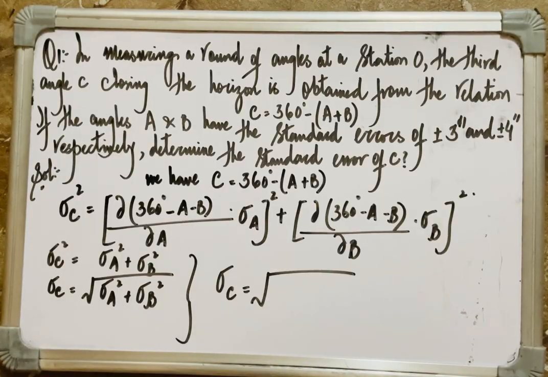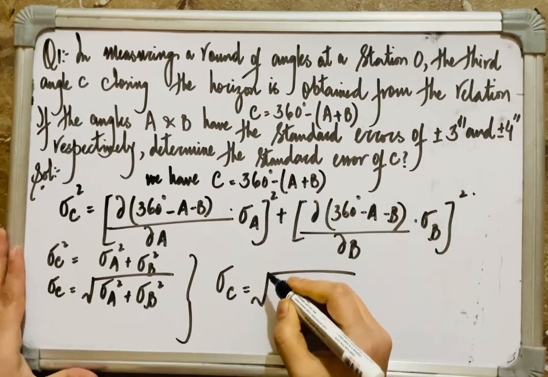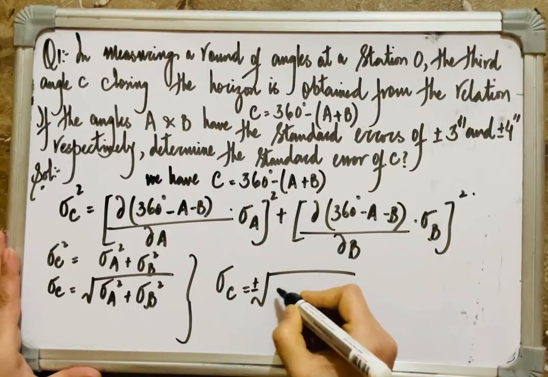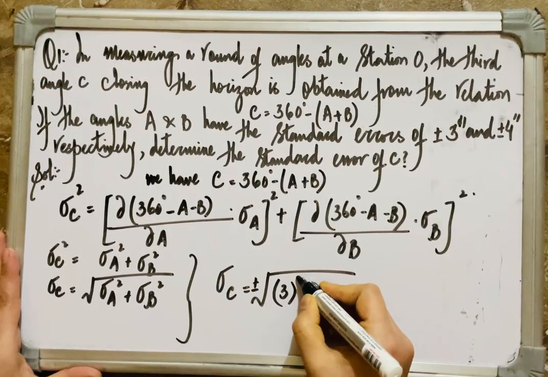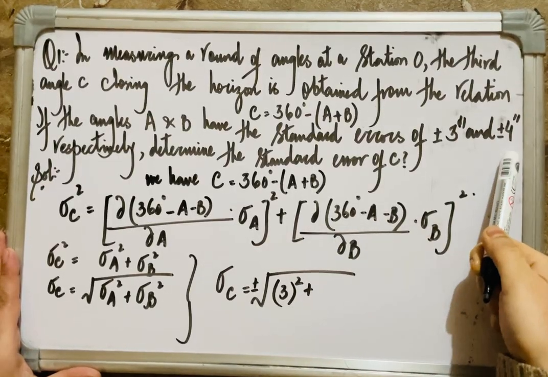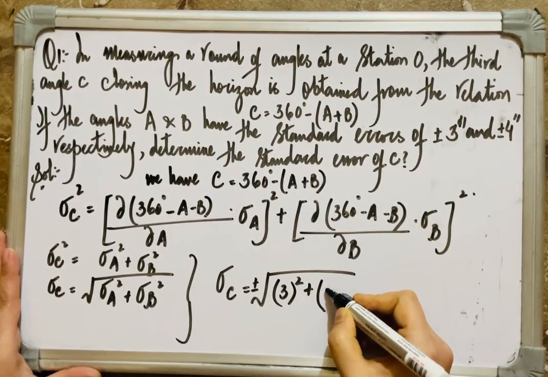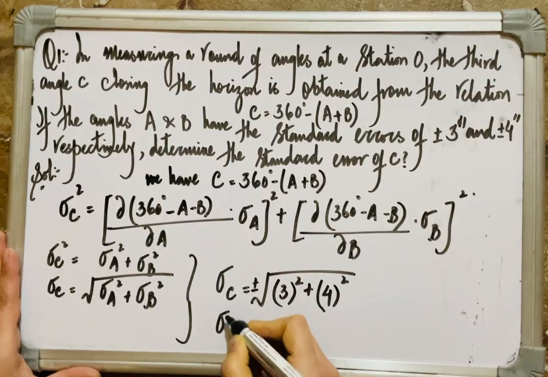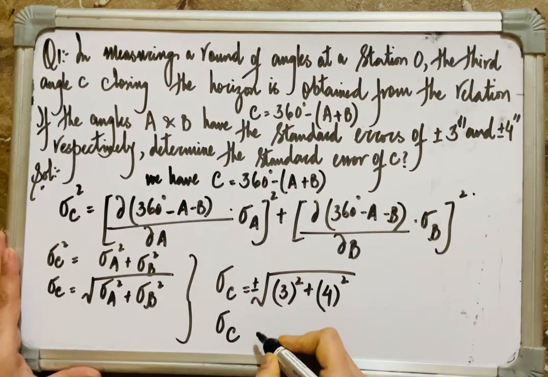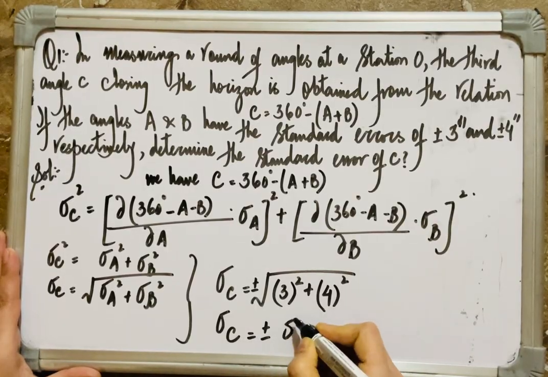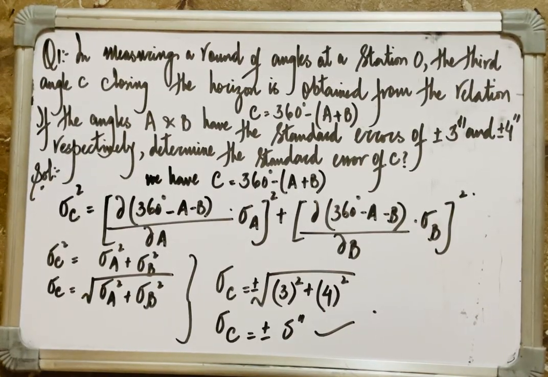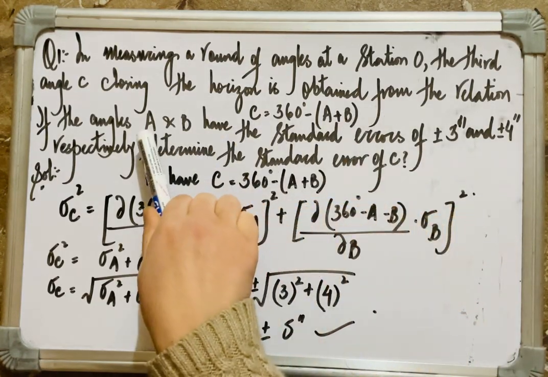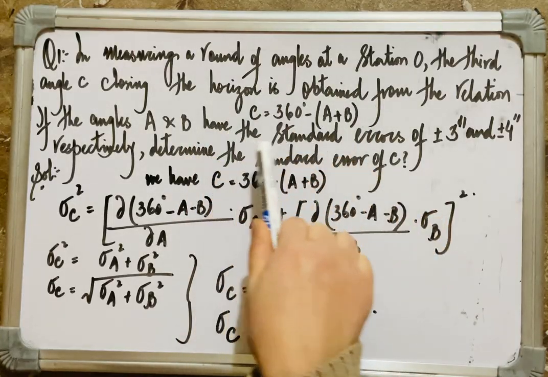What is standard error in A? It is plus minus 3 seconds, square of it. What is standard error in B? 4 seconds. All right. So by calculation, standard error in C is equal to plus minus 5 seconds. All right. So this was the question, and we used differentiation and we calculated the combined effect of the standard errors in the observed quantities on the derived quantity.